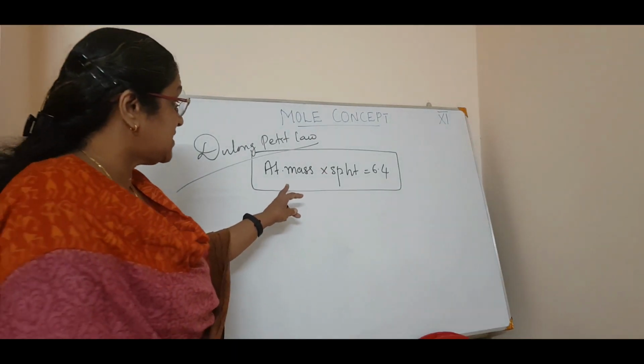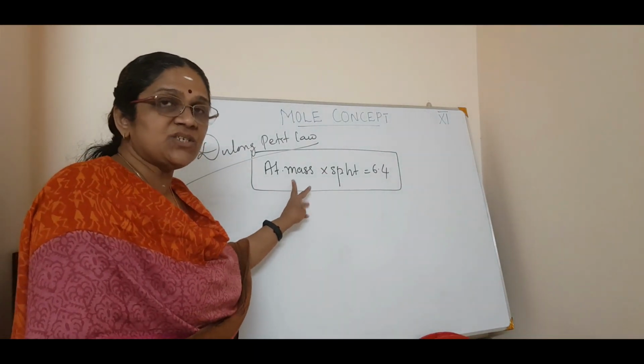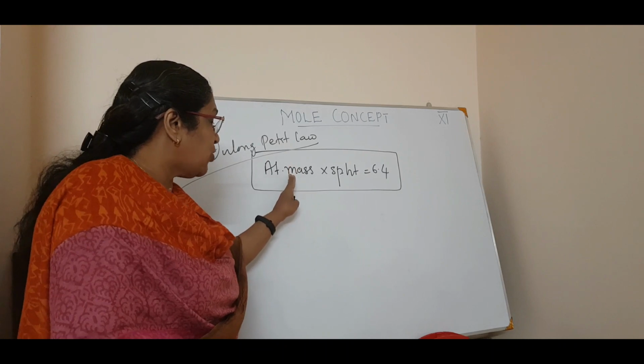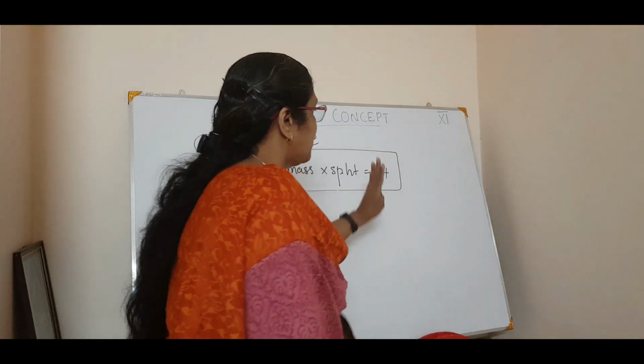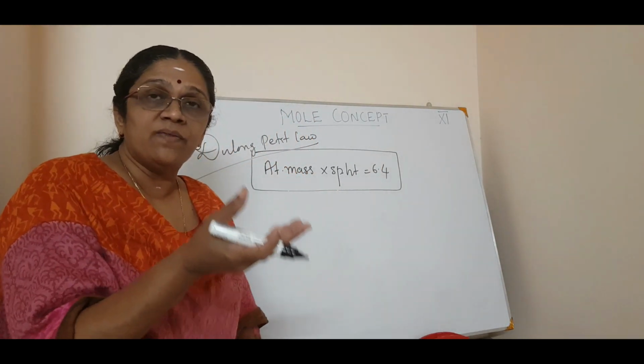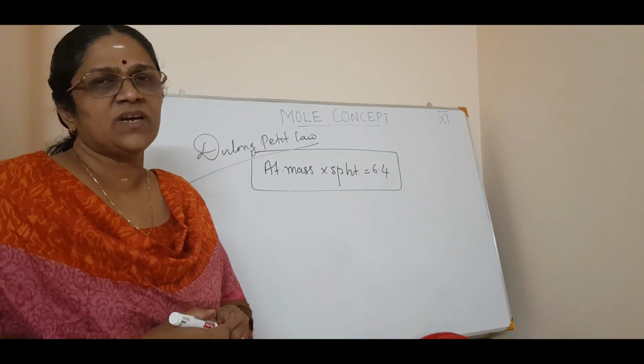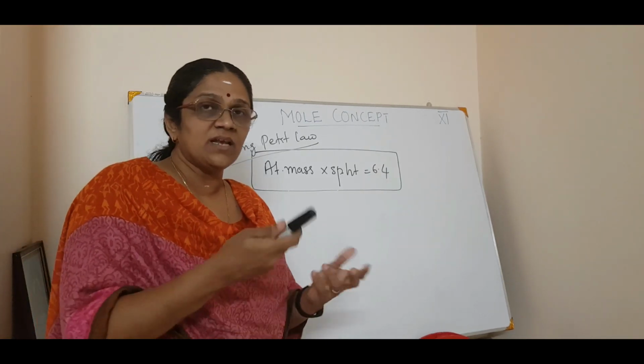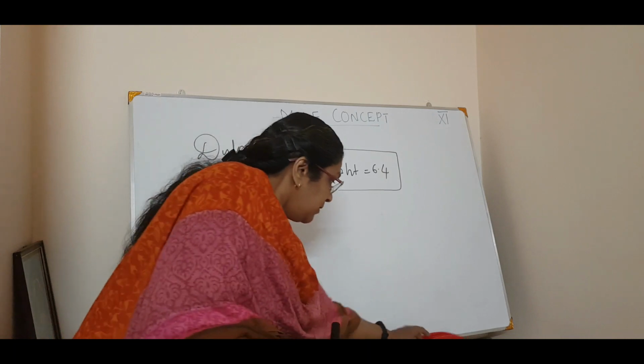Dulong-Petit law. Since we are studying the atomic mass, you study this also, that is, atomic mass into specific heat is equal to a constant value, that is 6.4. Just write it down, that's all. If a numerical comes, you can go through it.